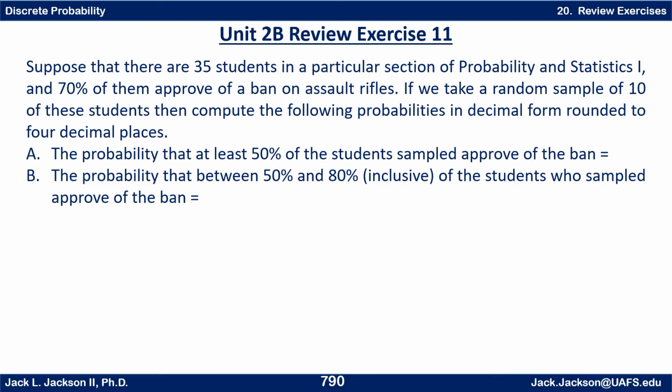So for number 11, suppose that there are 35 students in a particular section of Probability and Statistics 1, and 70% of them approve of a ban on assault rifles. If we take a random sample of 10 of these students, then compute the following probabilities in decimal form, rounded to 4 decimal places. A, find the probability that at least 50% of the students sampled above approve of the ban. And B, find the probability that between 50% and 80% inclusive of the students sampled approve of the ban.